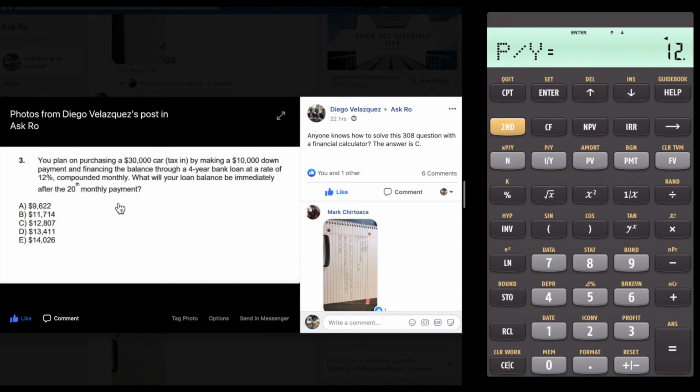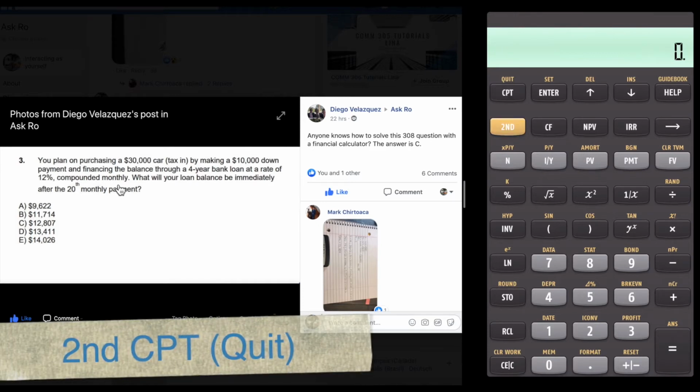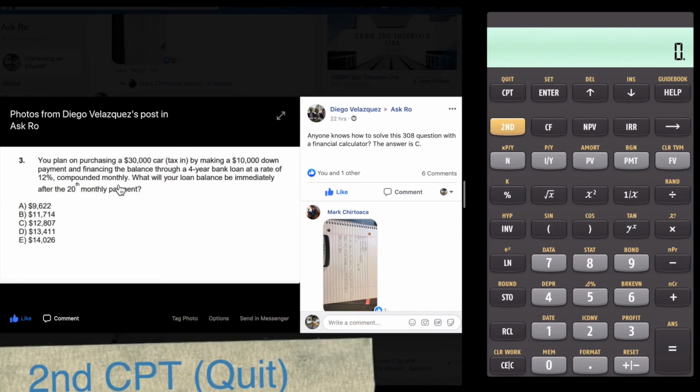We're now going to hit the down arrow. It's going to show us CY. For CY, we're also going to set that to 12 by pressing 12 enter, and that's because this interest rate on the loan happens to be compounded monthly. We exit this worksheet by pressing second followed by compute. Notice how on top of compute it does say quit, and so this is how we exit worksheets.